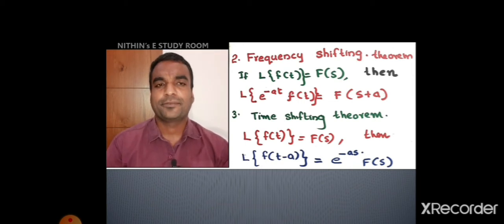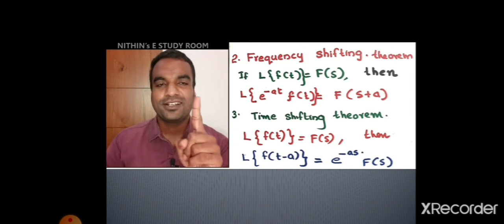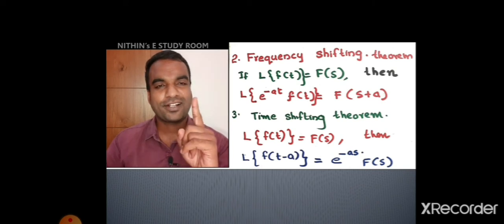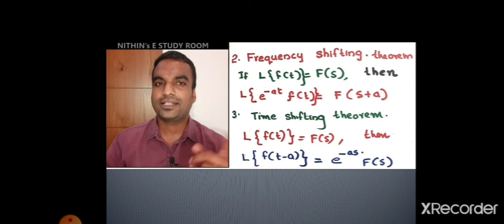For example, if f of t is equal to 1, please be very careful. If f of t is equal to 1, what is F of s? 1 by s. Laplace transform of 1 is 1 by s.